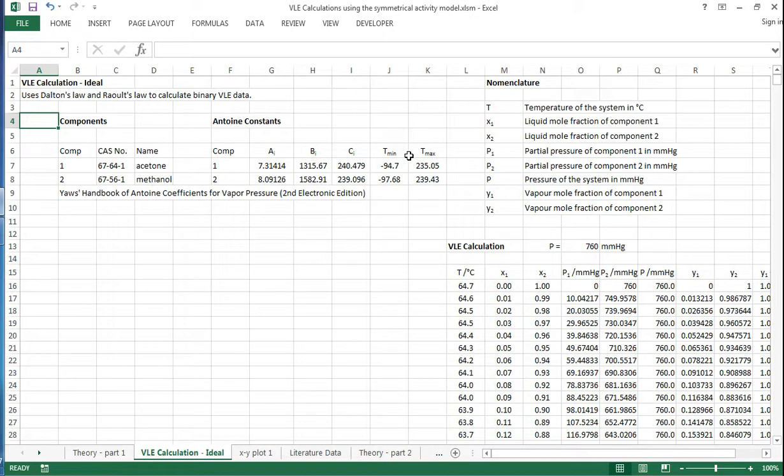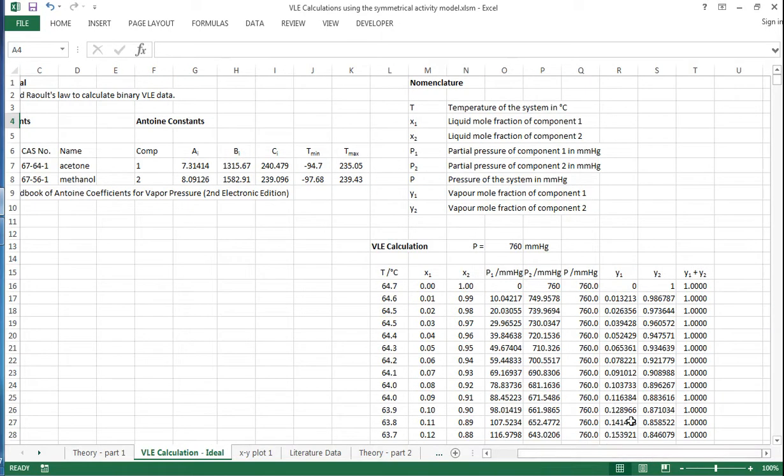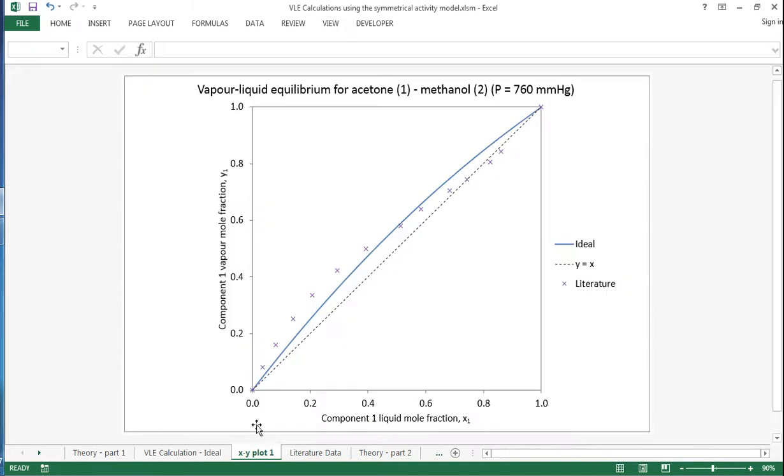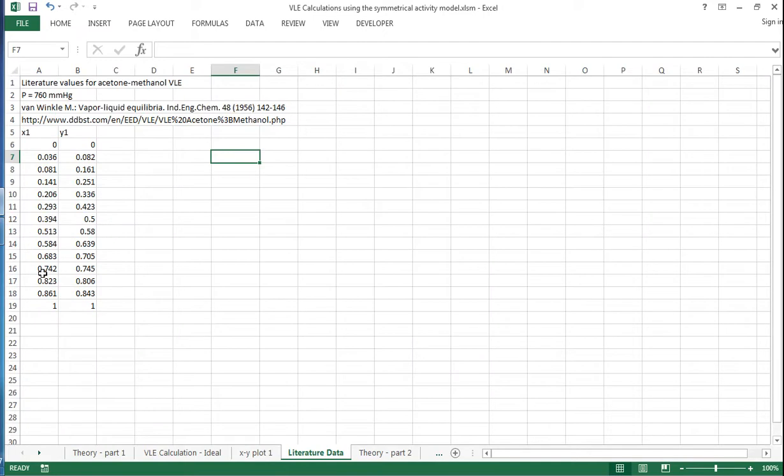And we have the Antoine constants here, and we have all the calculations now for the binary VLE at 760 millimeters of mercury, and we can then plot X1 versus Y1, which is done here. We can see the blue line is assuming ideal solution behavior using Raoult's law, and the experimental data points shown as crosses don't really follow the line. And so what this shows us is that for this system we don't have ideal liquid behavior, and so we have to do something a bit different. Literature data details are given here.